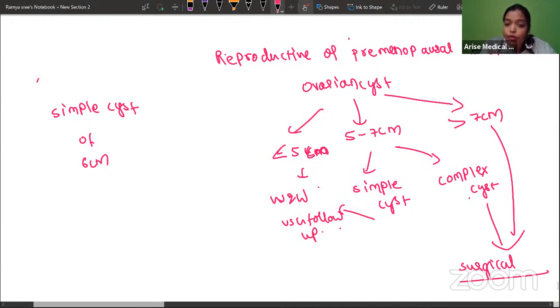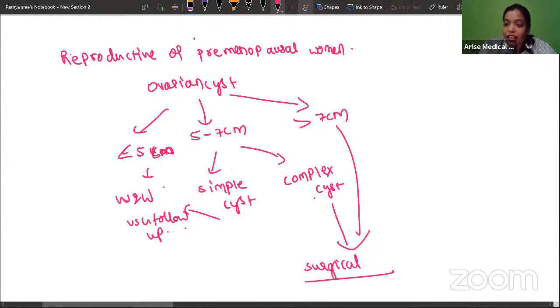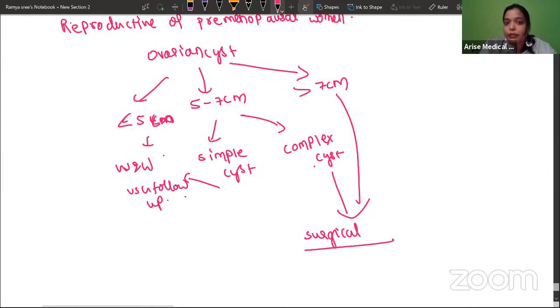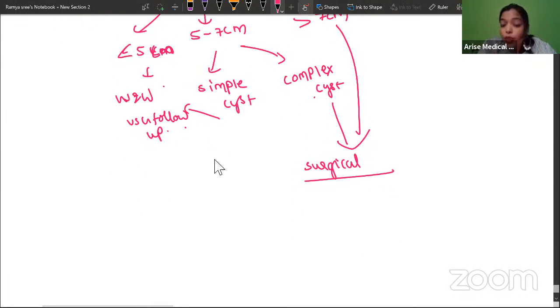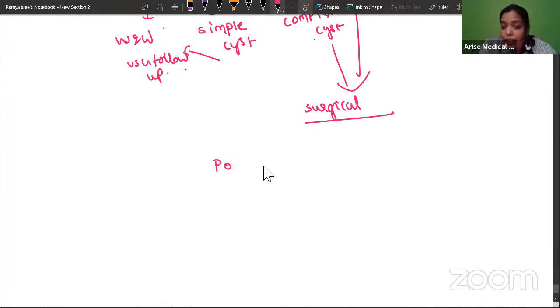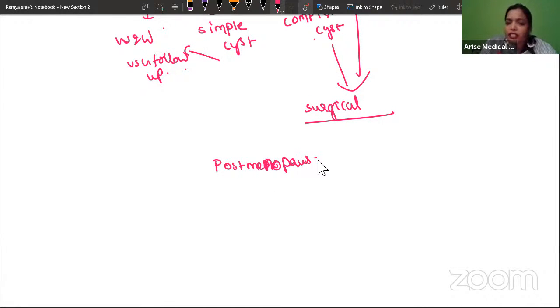The second table, which you should be well aware of, and which again can be asked as an MCQ, is if you have a postmenopausal woman with an ovarian cyst. Say the same question, same image, and I would have given a 54-year-old who came to you with a 6 centimeter ovarian cyst. What is your first step? Then what will be your answer? Postmenopausal with ovarian cyst. What is your first step?